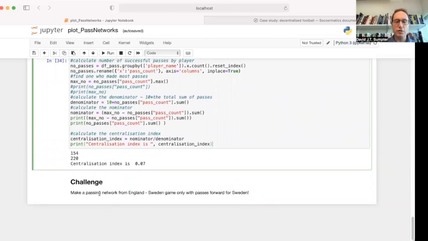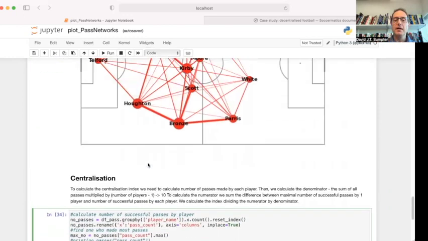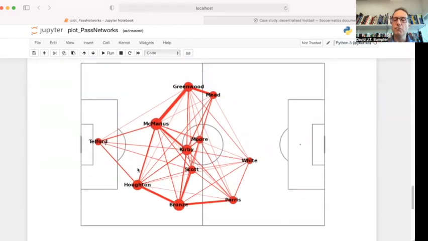Good. The last thing is the challenge. And the challenge, after you've understood the code, and this is what I've quite often come back to, is putting the context in it. So I said, let's just look at the forward passes. I mentioned that sometimes you get a lot of rolling the ball backwards and forwards between the center backs. Let's think about who is moving the ball forward.